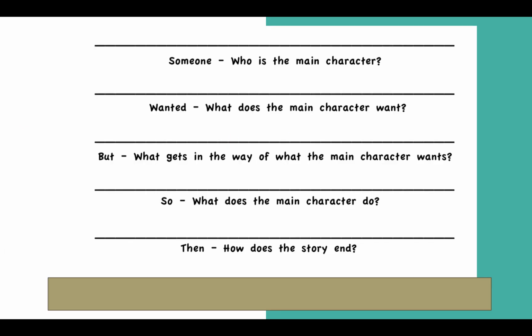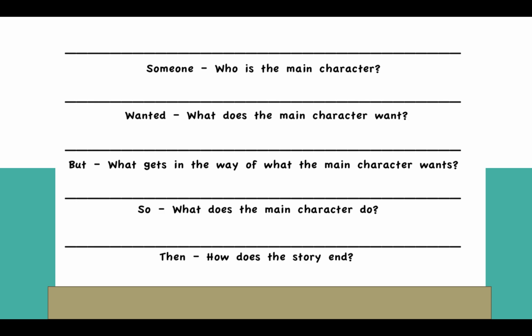Now we're going to fill out page 2 together. Someone. Who's the main character? The main character was the little girl. So that's our first sentence for our Fab 5 summary. At the end, you'll have 5 complete sentences, 5 sentences.